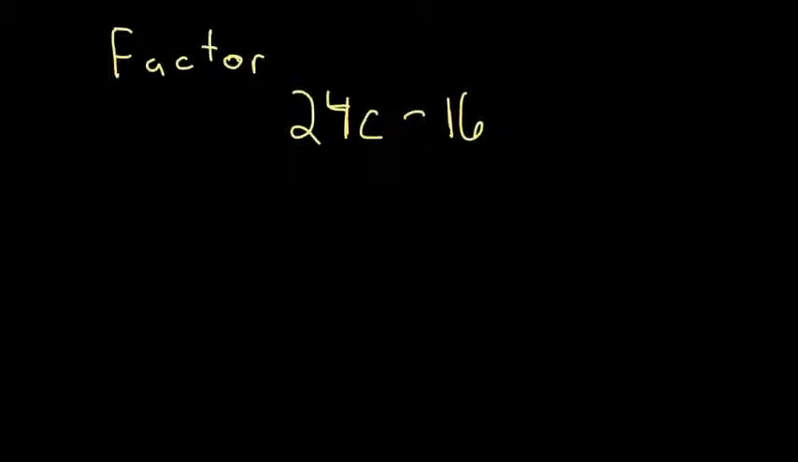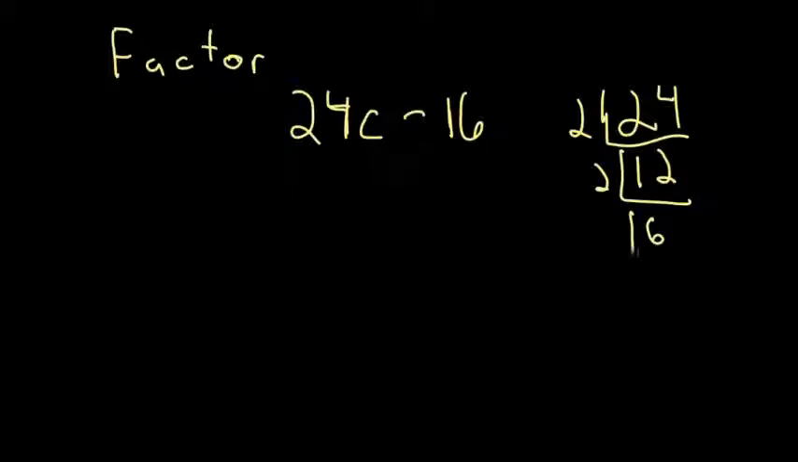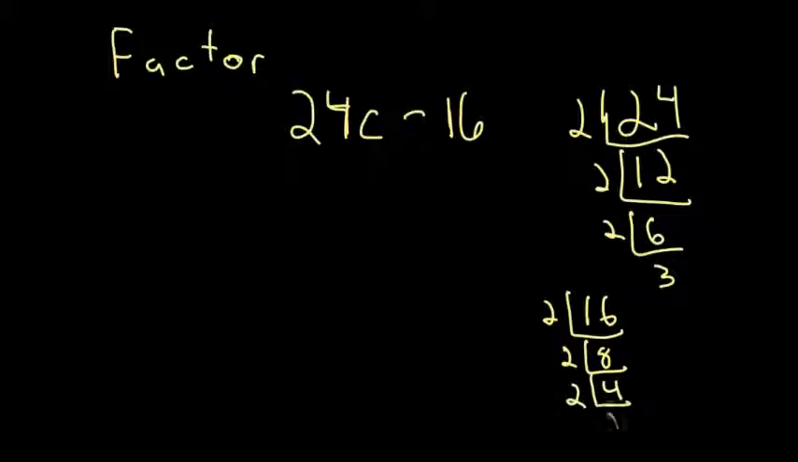Alright, I'll do one more example of factoring an expression. So I have 24c minus 16. So I need to find the greatest common factor for 24 and 16. If I look at 24 and start doing factors, I get 2 goes into 24 12 times, 2 goes into 12 6 times, 2 goes into 6 3 times. I do the same thing for 16. So 2 goes into 16 8 times, 2 goes into 8 4 times, and 2 goes into 4 2 times.